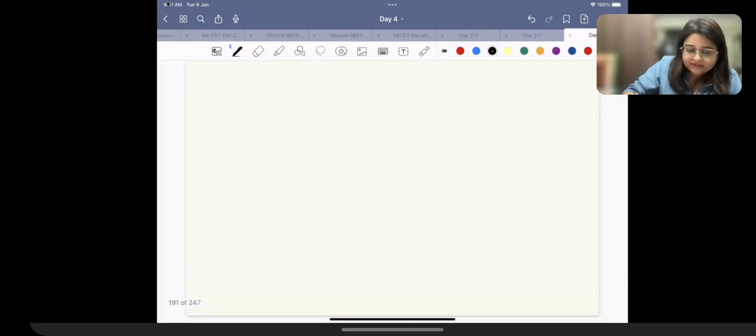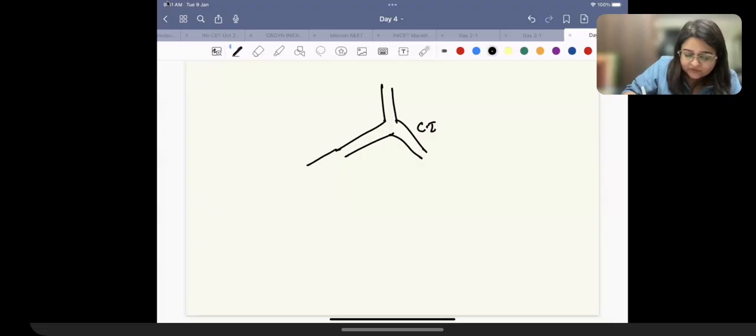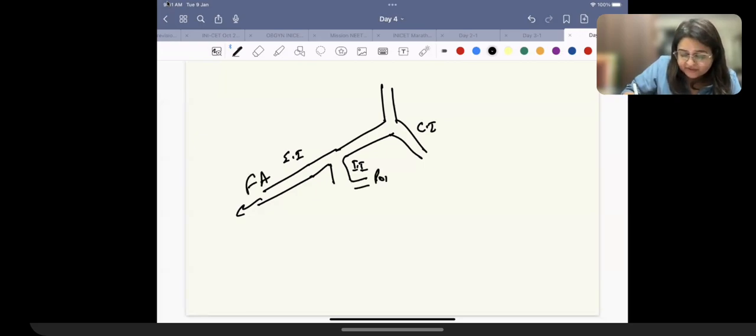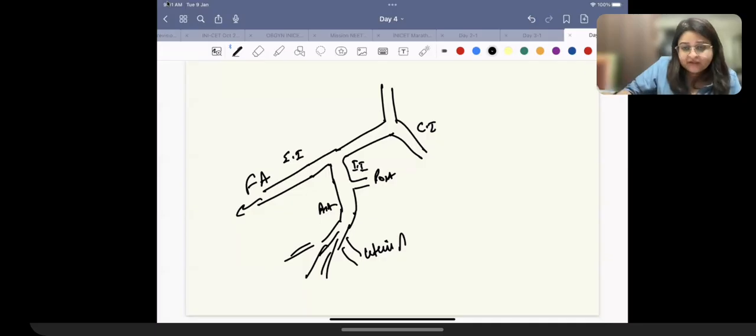So if you look at the anatomy, this is the aorta. The aorta divides into two common iliac arteries. The common iliac is going to divide into an internal iliac and an external iliac. This is the external iliac, this is internal iliac. The external iliac continues as the femoral artery, and the internal iliac will give off a posterior division, and then it will have an anterior division. The anterior division gives off many branches, out of which one is the uterine artery.